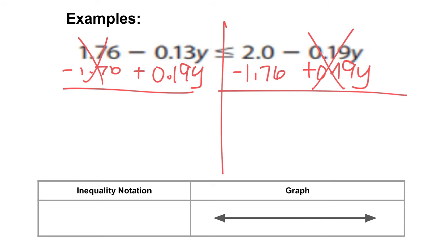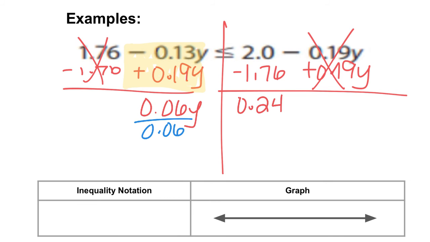So when I add that negative 0.13, remember that this goes with it. So we do negative 0.13 plus 0.19, okay? And so when you do that, you get 0.06y. And then 2 minus 1.76 gives you 0.24. And then our final step here is just to divide by 0.06.